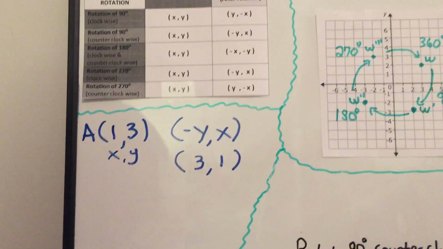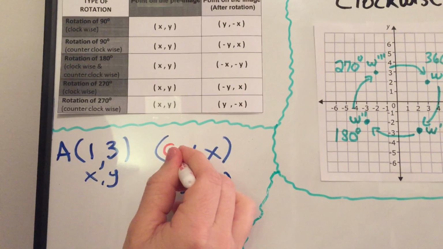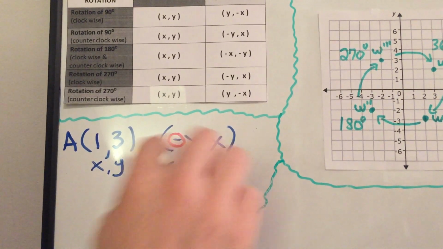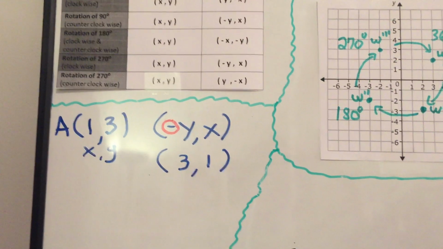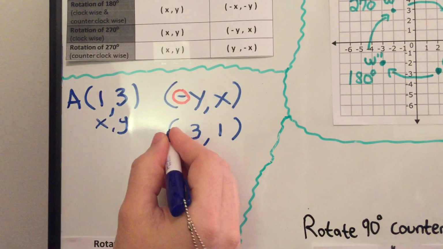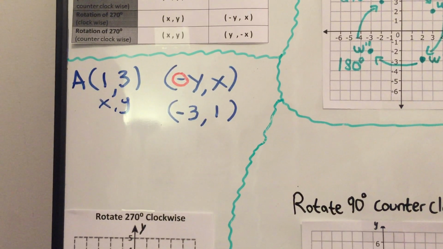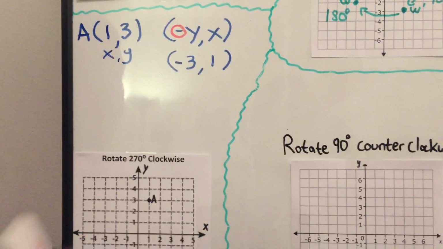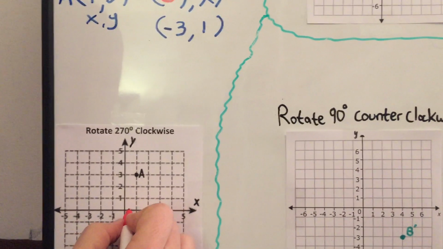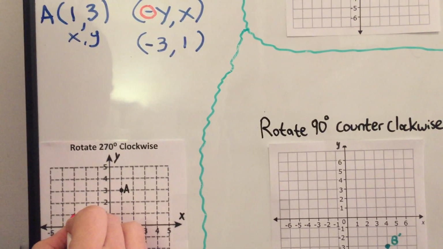Now you might be thinking, what is this little negative doing right here? What does that negative mean? This negative means that you want to change the sign of your y. Our y was originally +3. So instead of being +3 now, we are going to make it -3. Now, you are pretty much done. All you need to do to get your final answer is plot -3, 1 onto your graph. So I'm going to go to my graph, go to my origin right here. We're going to go -3 up to 1 right here.